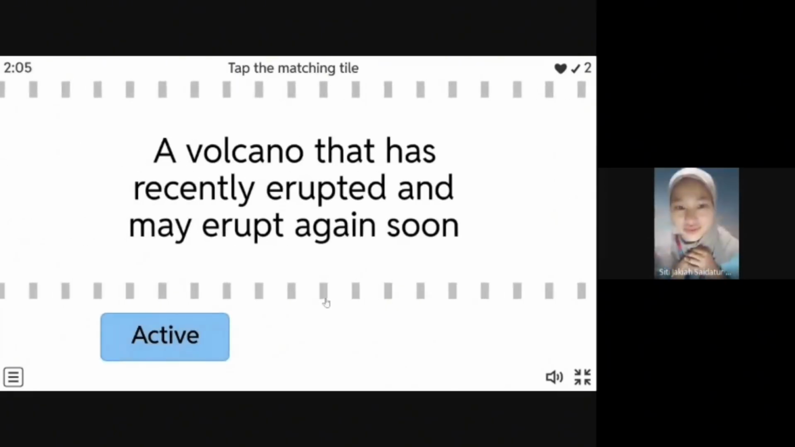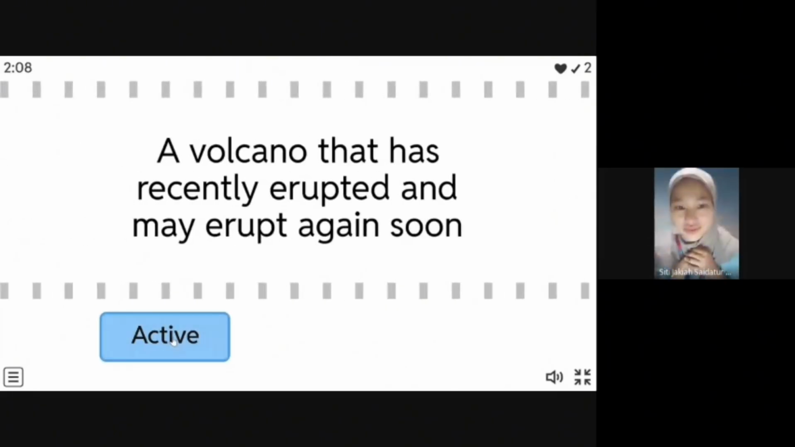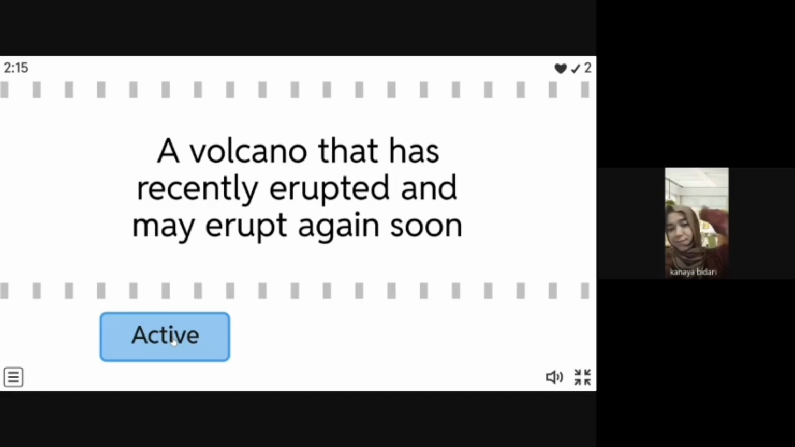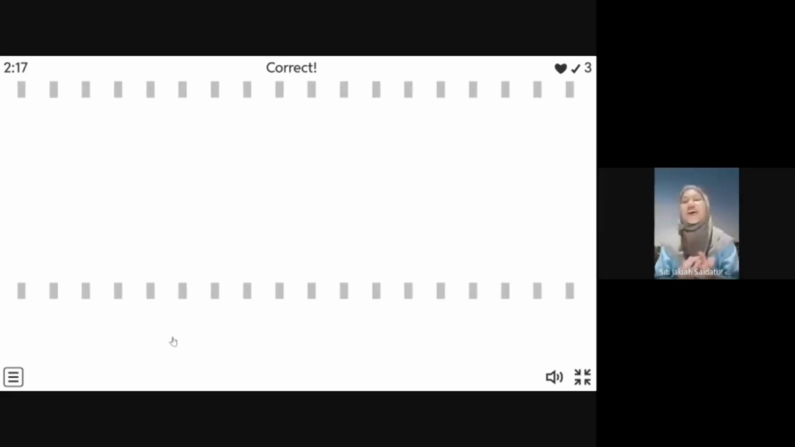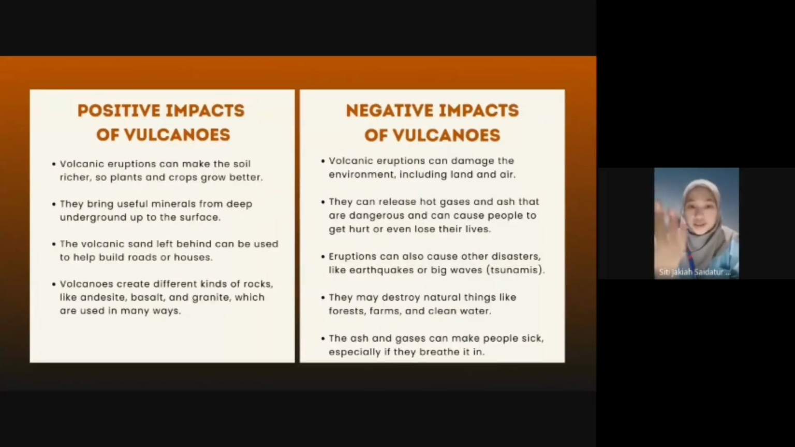Yeah, that's right. So the last is a volcano that has recently erupted and may erupt again soon. We call it an active volcano. Good job.